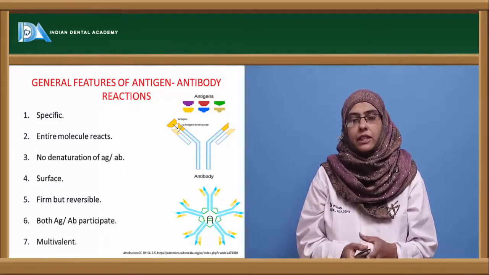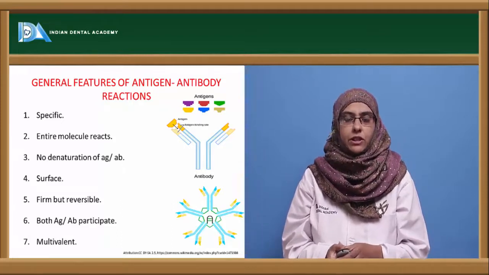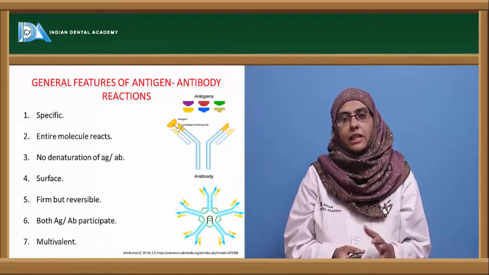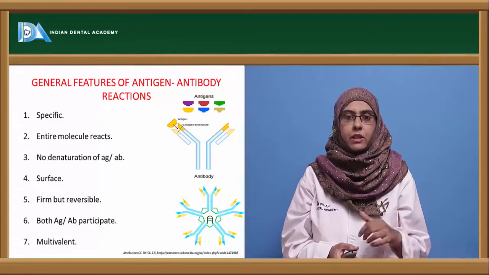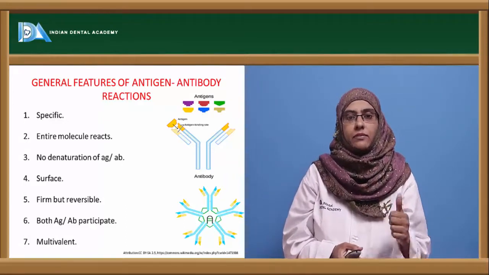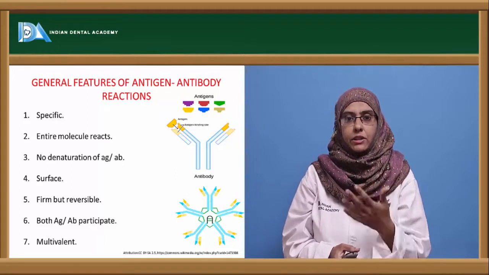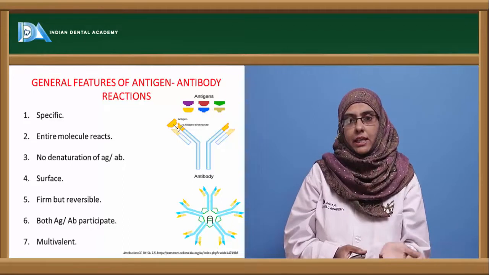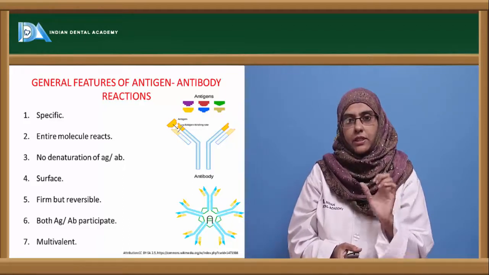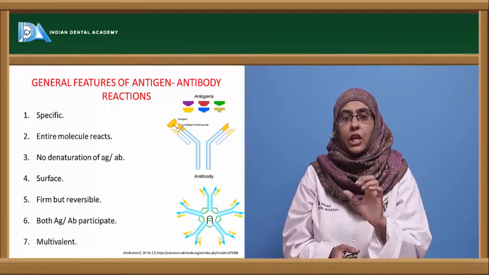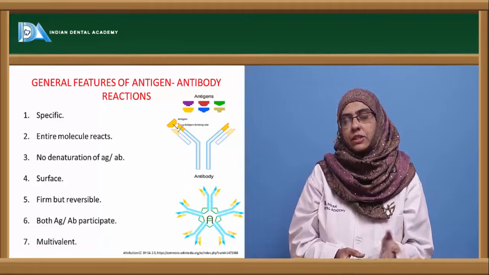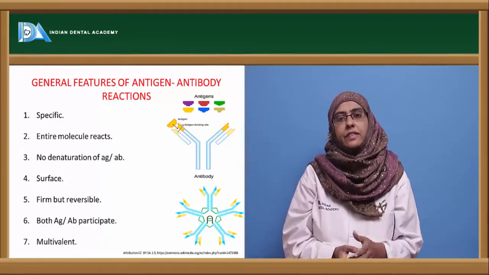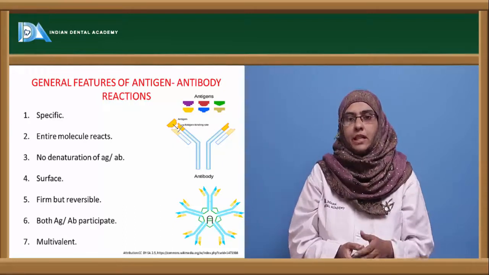Next, there is no denaturation of antigen and antibody. As I told you, antibodies themselves cannot cause the lysis of the organism or the antigen. It is only after they bind that they induce the immune response to produce different kinds of cells to cause the lysis of the antigen. So in the primary or secondary stage, you will not see a denaturation of either the antigen or the antibody until different cells are produced to eliminate the antigen.